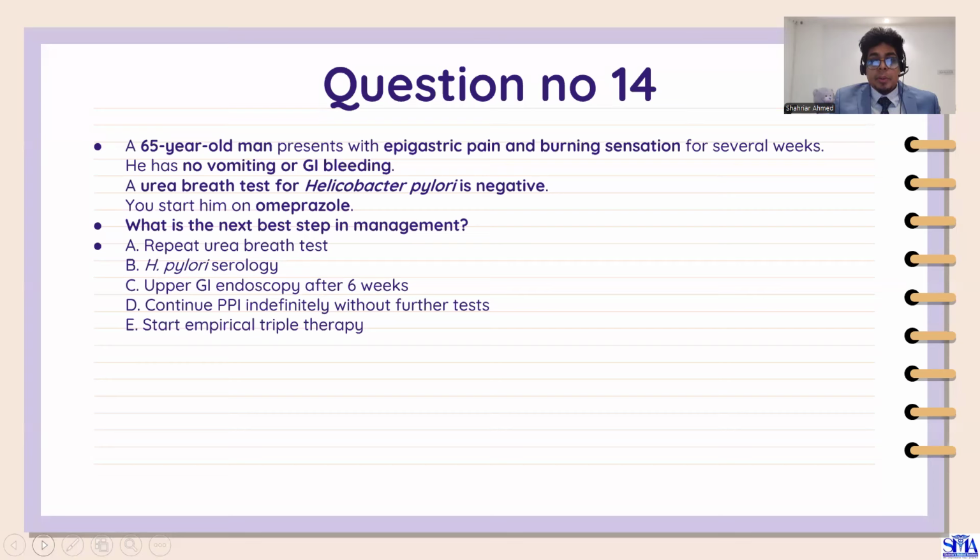A 65-year-old presents with epigastric pain and burning sensation for several weeks, no vomiting and no GI bleeding. The urea breath test is H. pylori negative. You start him on omeprazole. What is the next step in the management? H. pylori negative, guys.